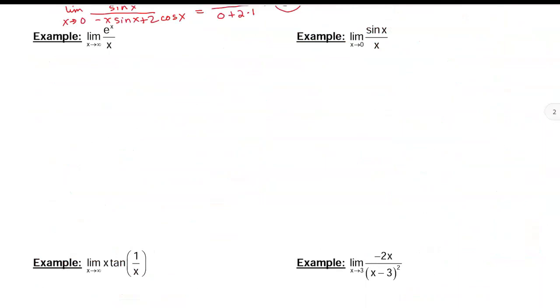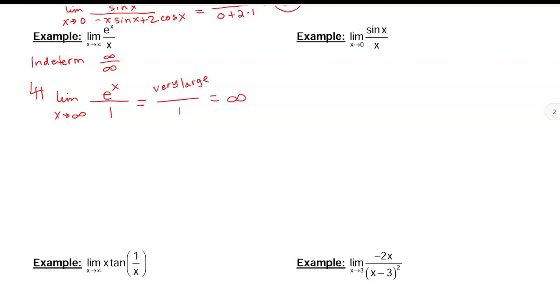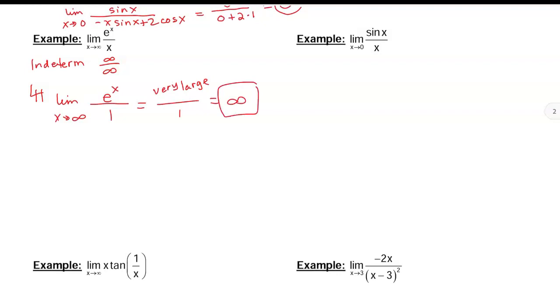Our next example, if I evaluate the limit in this example, it is of the indeterminate form infinity over infinity. So I'm going to take the derivative of the numerator and then take the derivative of the denominator. The derivative of the numerator is e to the x. The derivative of the denominator is 1. So what we have when we evaluate the limit, we have a very large number on top and we have 1 on the bottom. So that means this is going to infinity. That is your answer for that example.